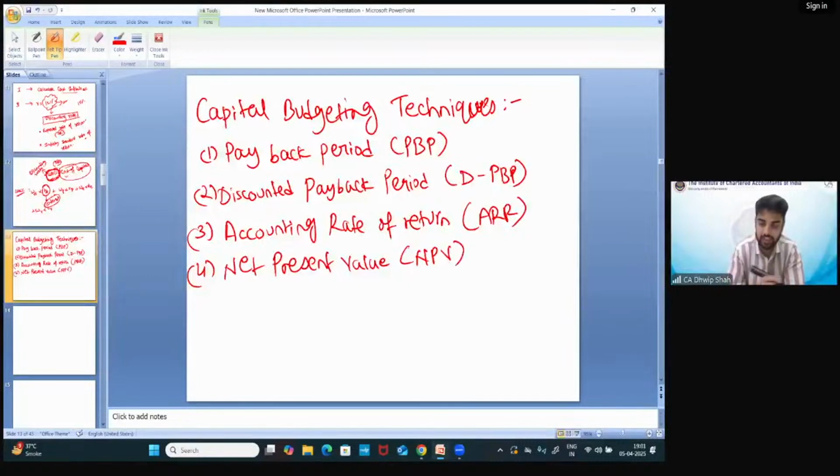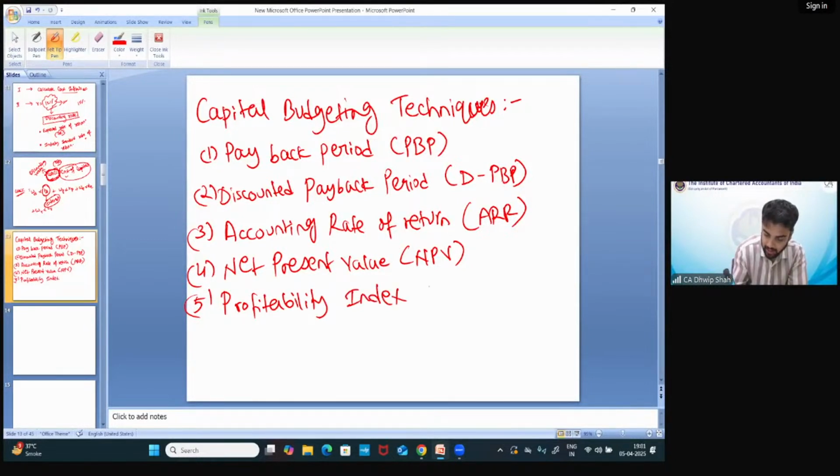The short form of this technique is NPV. And this is a highly used technique in practical life, in the practical financial world, in all the corporates. So it is very important. Sixth, we have profitability index technique. And the short form of this technique is PI index or P index, PI.